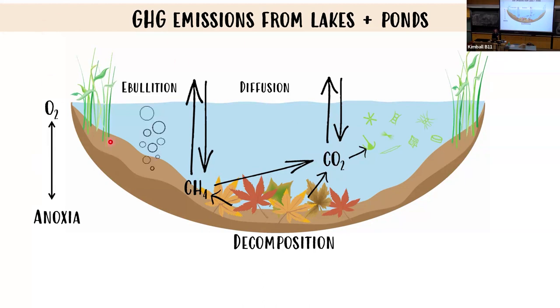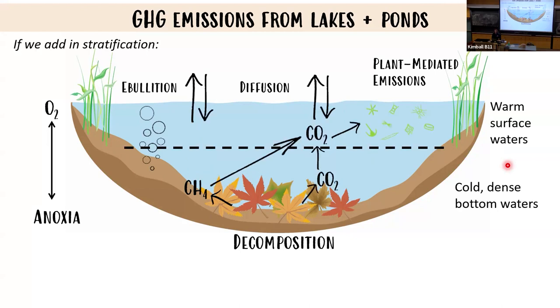Methane is also not very water soluble, so we see a lot of bubbles. If you've stood on a dock and kind of jumped up and down on the dock and seen bubbles come up from a lake, that's oftentimes methane in those bubbles. And then we also have plants that can act like straws, where their roots are in these anoxic zones. They can siphon methane from the pore water in the bottom of these lakes and ponds and wetlands, and like a straw, vent it to the atmosphere. Now, this is really simplified.